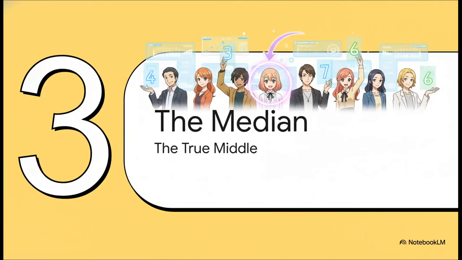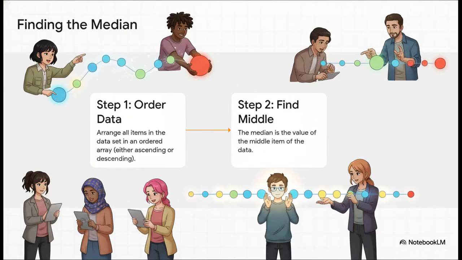Okay, so what's the fix? Well, say hello to our second tool, the median. The median couldn't care less about balancing everything. It just wants to know one thing. What number is sitting smack dab in the middle? And finding it is super simple. First, you just line up all your numbers from smallest to largest. You got to put them in order. Once you've done that, you literally just pick the one in the physical center of the line.